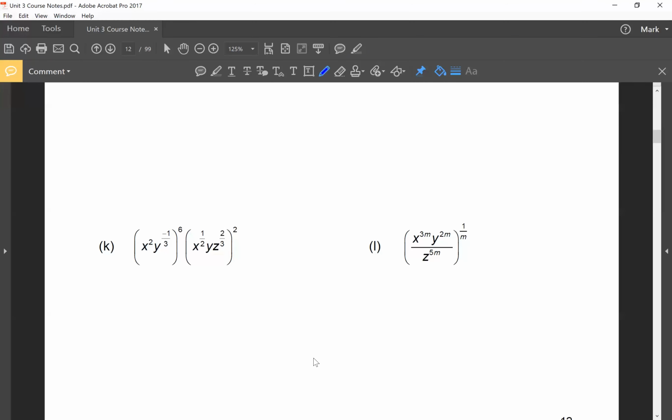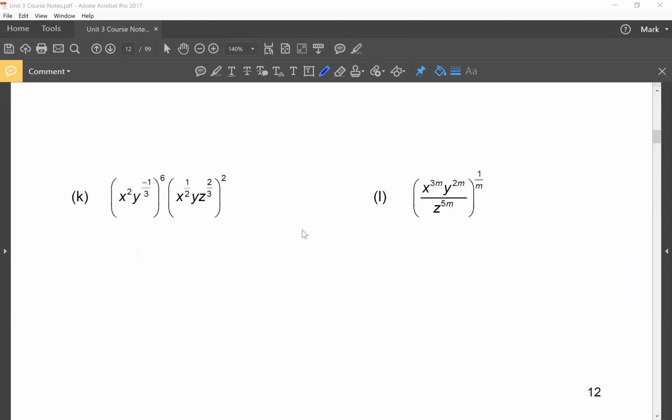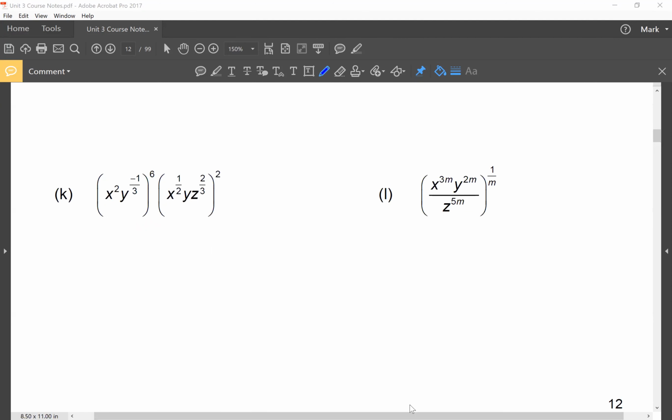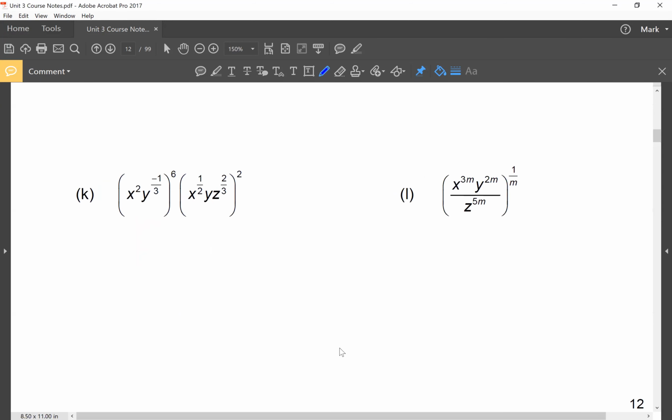What do I want to do? Well, I can do K. K looks pretty challenging. All right, so let's look at K. Okay, so the first thing I'm going to do with letter K is I'm going to look inside the brackets, see if there's anything I can do. There's not anything I can do.